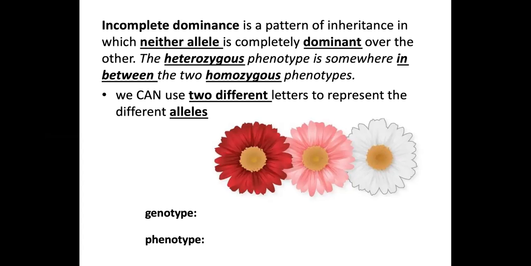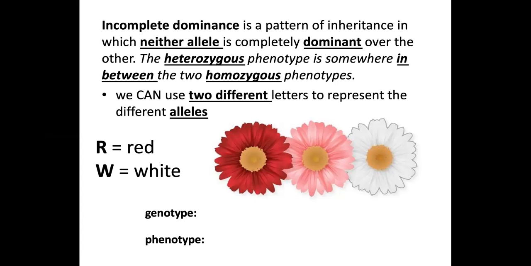So up here, these words aren't going away either. Vocab, vocab, vocab. Genotype, phenotype. So genotype, we represent using what? The letters, the alleles, and phenotype, what we see, okay? So in this case, we're going to use capital R for red and capital W for white.